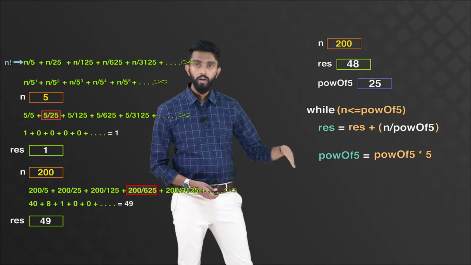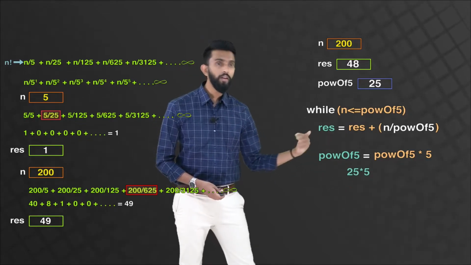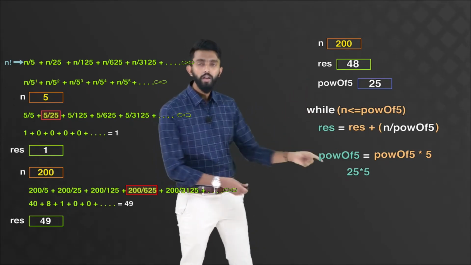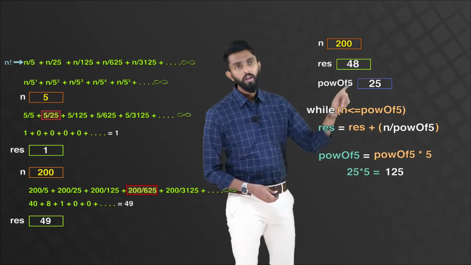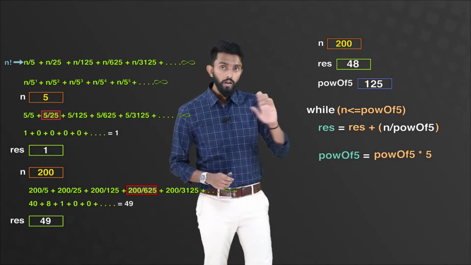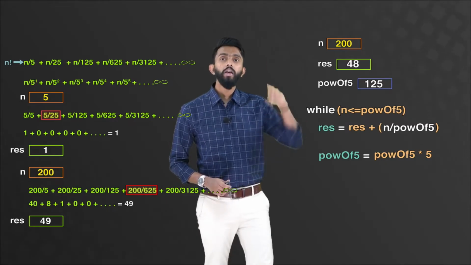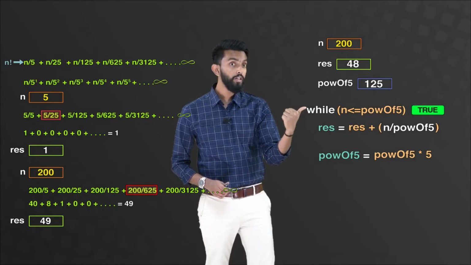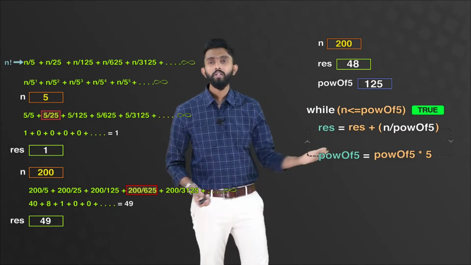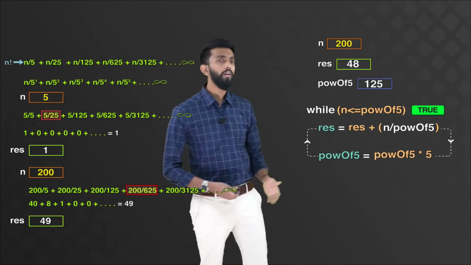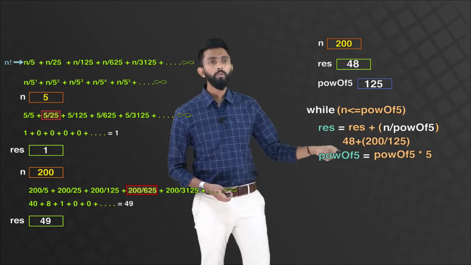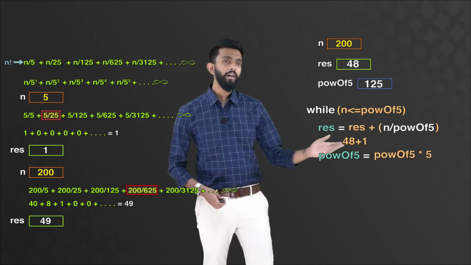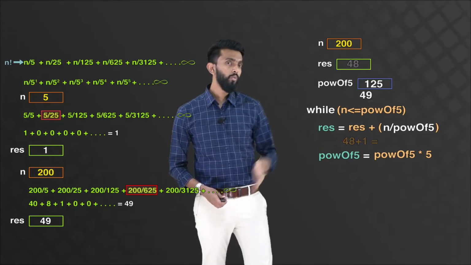Next, update the power of 5. So existing value is 25 multiplied by 5, you are going to get 125. Once you get 125, update that as the new value of power of 5, which is what I am also just showing. 25 into 5 is 125, update. Any confusion? Now again, you are within a loop. Check for the condition. Is n greater than or equal to the power of 5? Yes, it is still greater, which means condition is true. If it is true, enter. Once you enter, just apply the same logic because you are within a loop. And here in result I will say 48 plus 200 divided by 125. 200 divided by 125 you know is nothing but 1, and 48 plus 1 is 49. Update that as the new value of result.